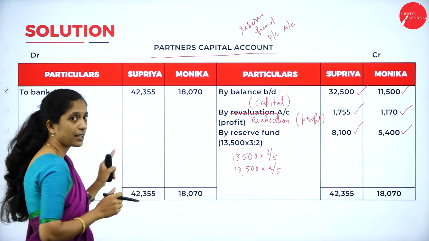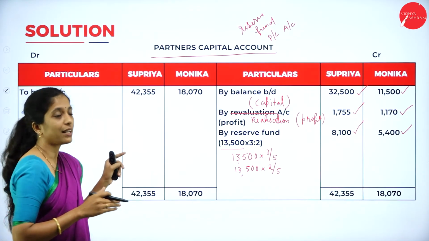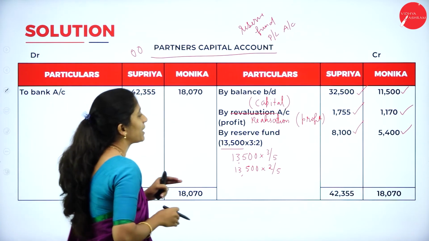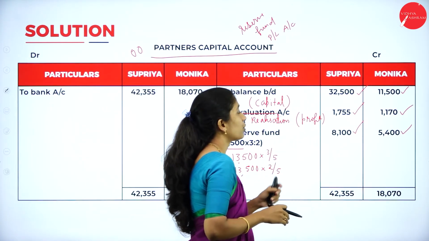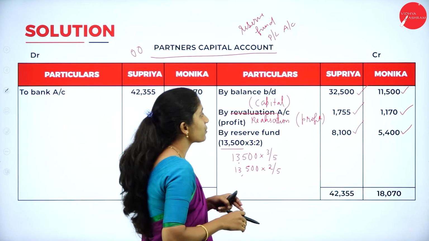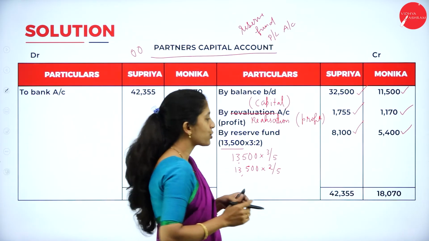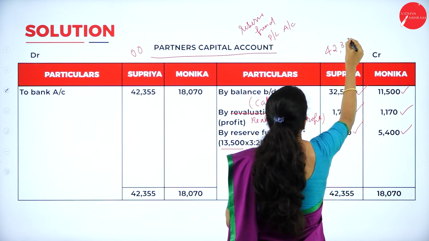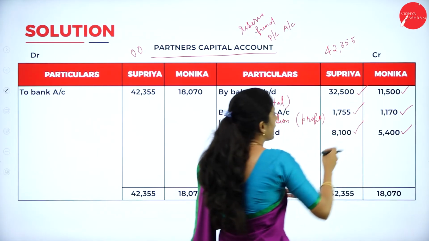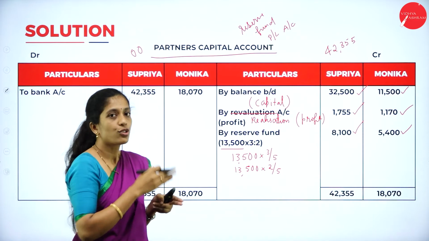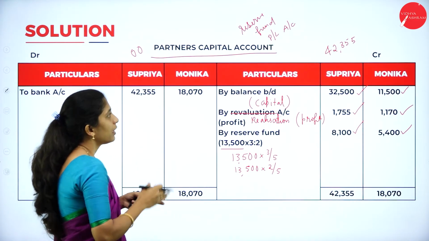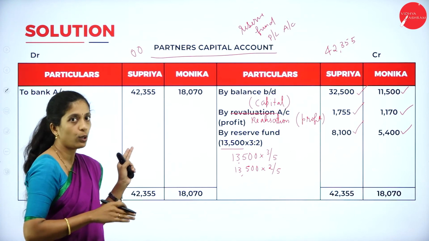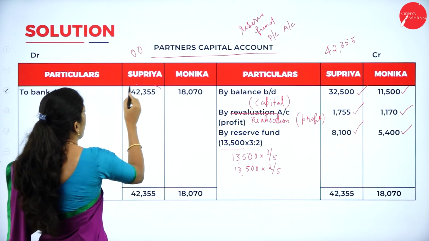Now if you see the amount column of Supriya in the debit side, it is 0. Whereas coming to the credit side, if you add 32,500 plus 1,755 plus 8,100, you will get 42,355. Your credit side is more than debit side. So what you will do? Now your credit side is 42,355 whereas debit side is 0. So your balancing figure is how much?